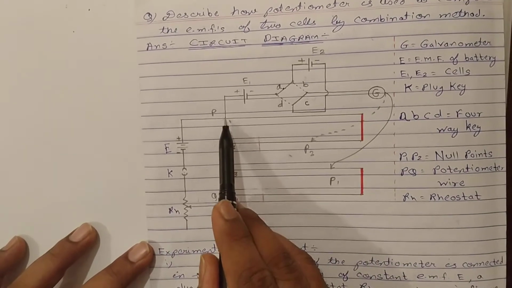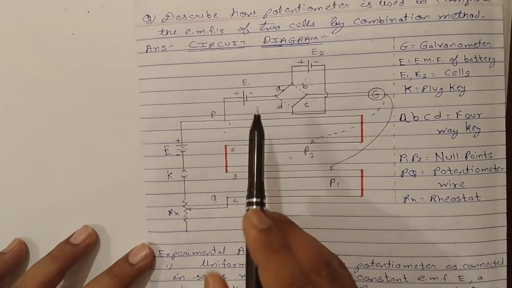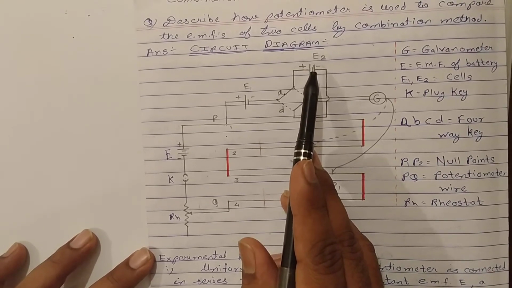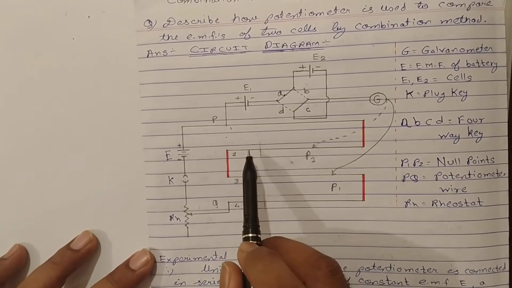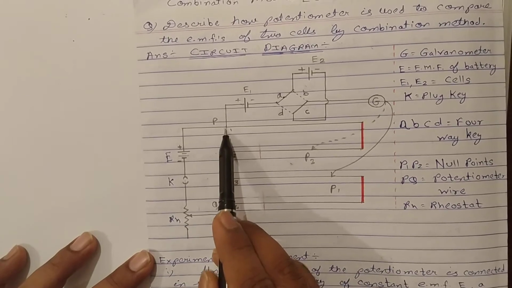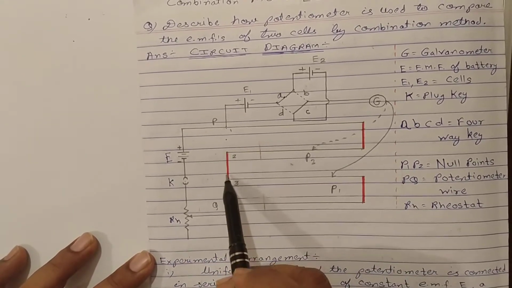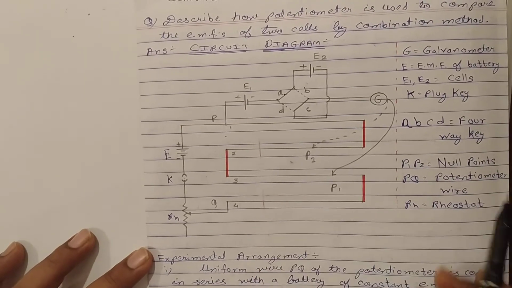The voltage between P and P1 is what? E1 plus E2. According to the principle of potentiometer, the voltage between point P and P1 is directly proportional to the length between points P and P1. I will show it in mathematical format.